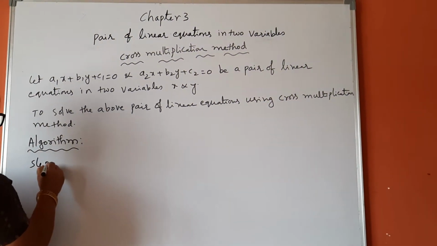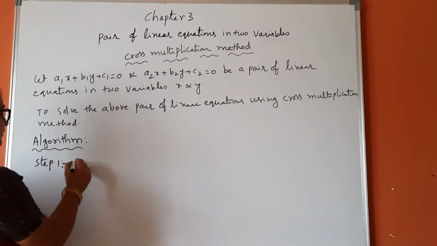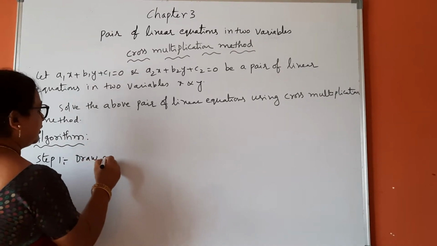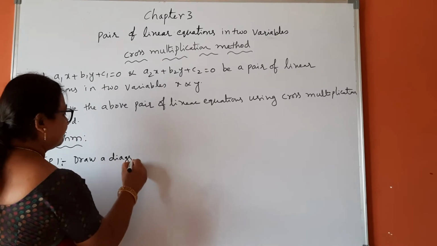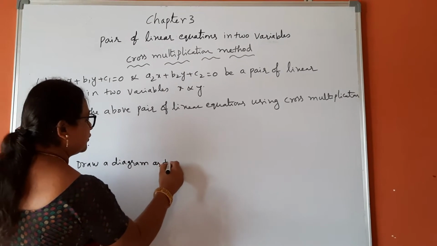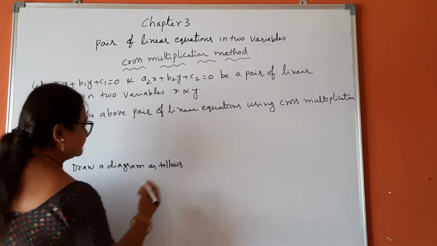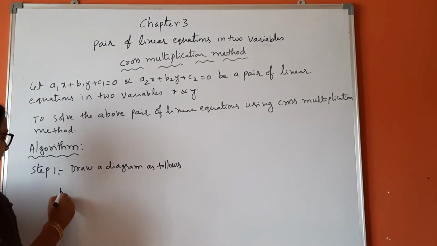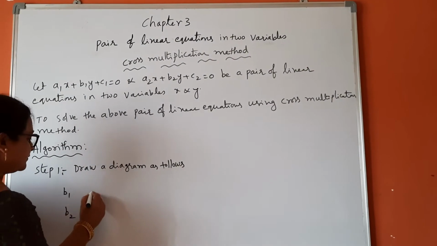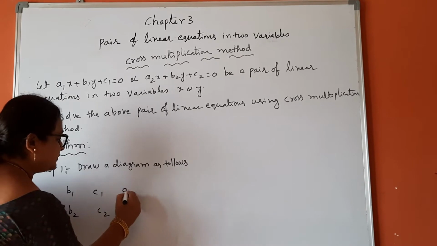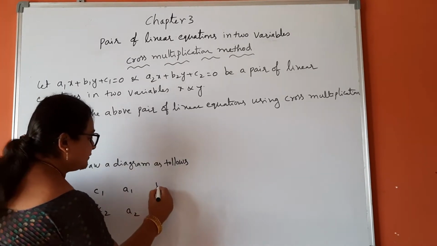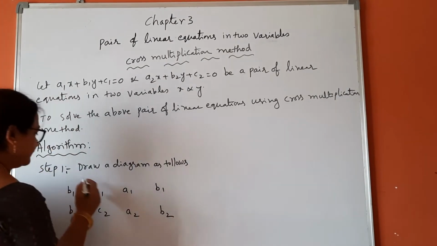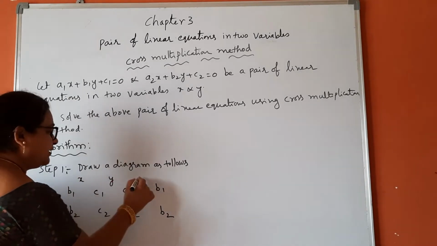Step 1. Draw a diagram as follows. B1, B2, C1, C2, A1, A2, B1, B2, X, Y, 1.